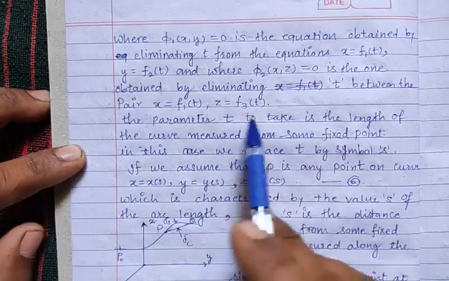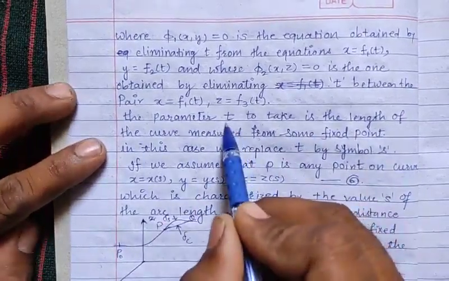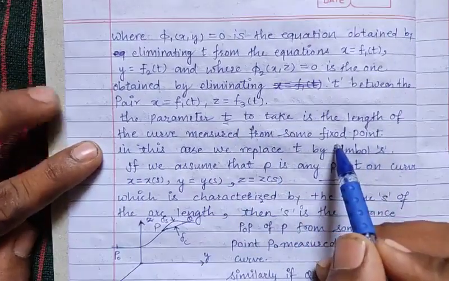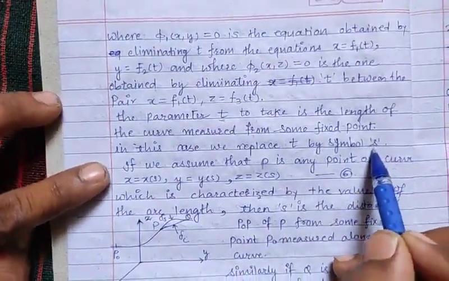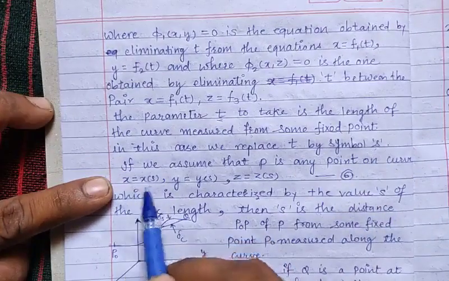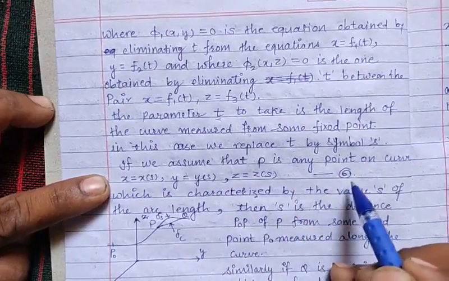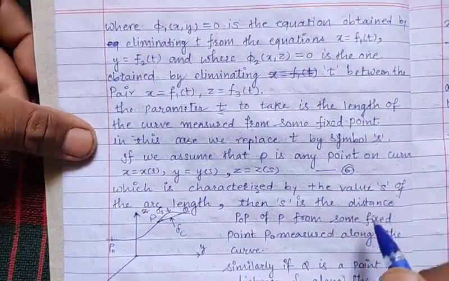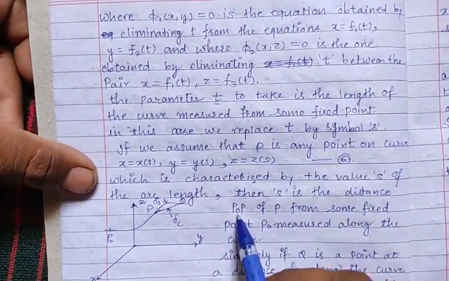So the parameter t to take is the length of the curve. What is t? t is taken as the length of the curve measured from some fixed point. In this case, we replace t by the symbol s. If we assume that p is any point on the curve, we can write x as a function of s, y as a function of s, and z as a function of s. Call this equation number 6, which is characterized by the value s of the arc length. Then s is the distance p naught p.